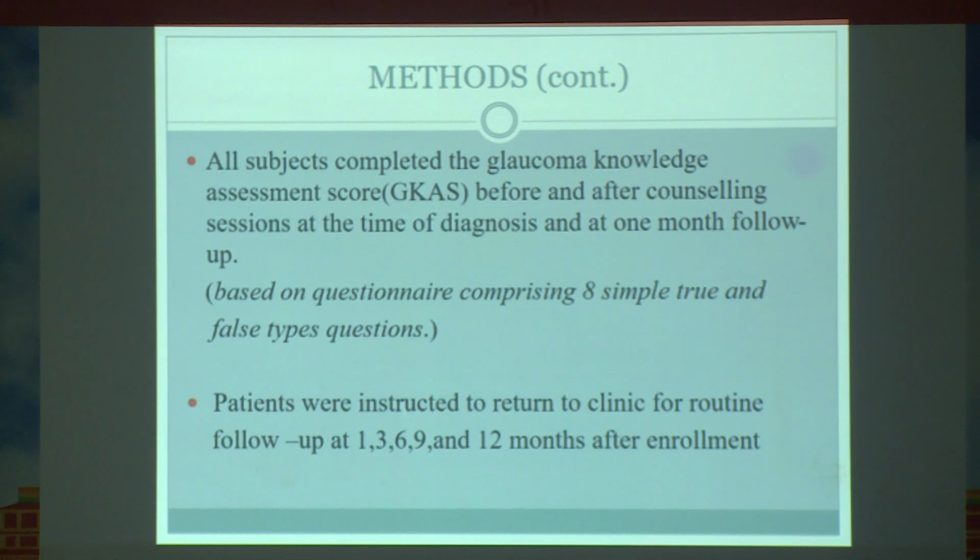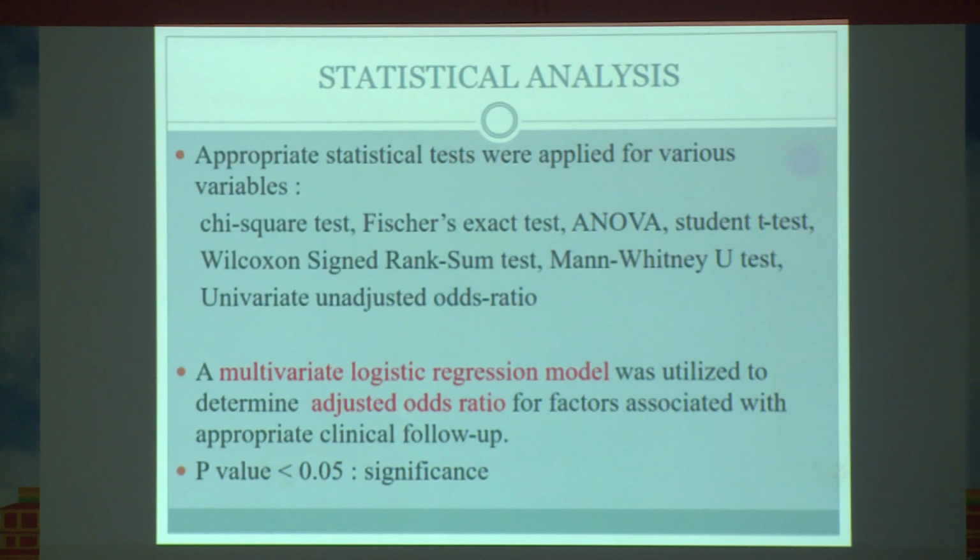The GCAS was ascertained by giving a simple 8-question format of true and false. Very basic questions. I'll show you in the next slide what those questions are. And then patients were instructed to return to the clinic for follow-up at 1, 3, 6, 9 and 12 months after enrollment. Appropriate statistical tests were done to get our result.